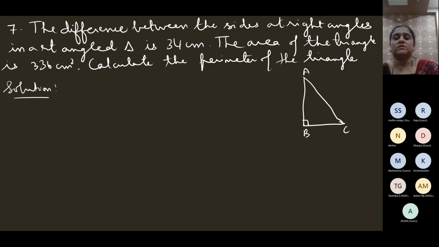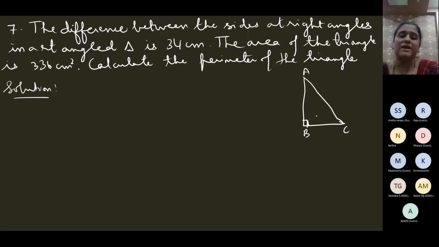Now the sides at right angles, meaning AB and BC. The difference between the sides at right angles. Which are the sides at right angles? AB and BC. By this figure, AB and BC are the sides at right angles. The difference between these two sides, AB and BC, is 34 centimeters.